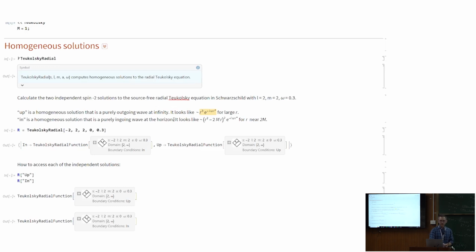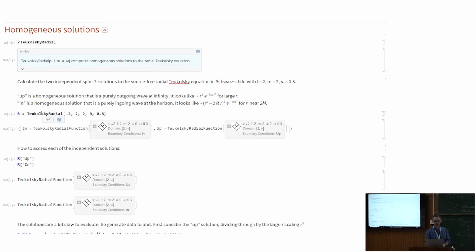Then the in solution is the one that's nice at the horizon. So it's ingoing, meaning like for the metric perturbation, you have an e to the minus i omega r star. And then just by nature of the Teukolsky equation, you end up with this random factor that vanishes at the horizon.